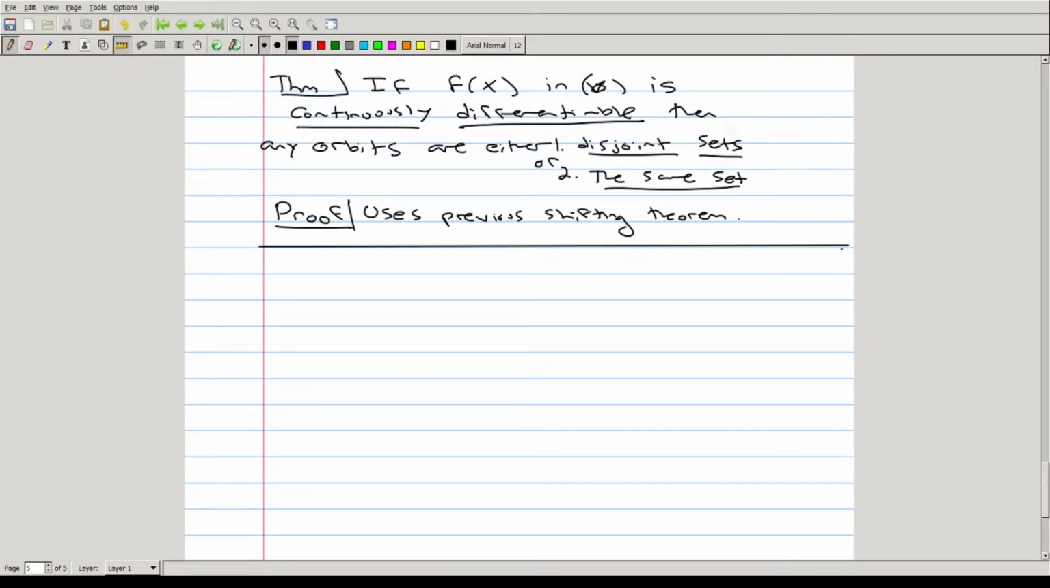The phase line diagram is for a one-dimensional system. For a system of two differential equations, it's called the phase plane. In more general systems of differential equations, it's known as the phase space of the system of differential equations. So next we have a definition.